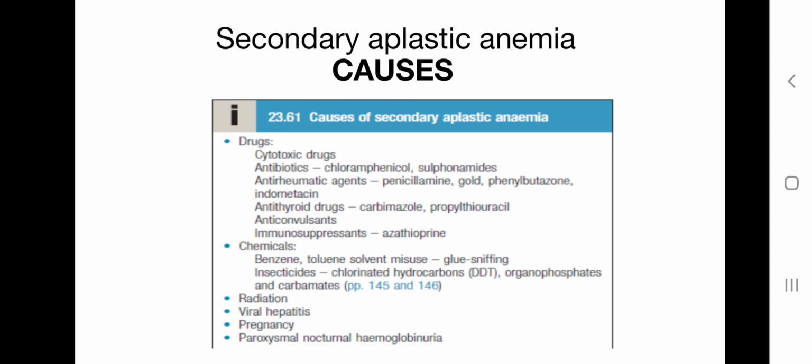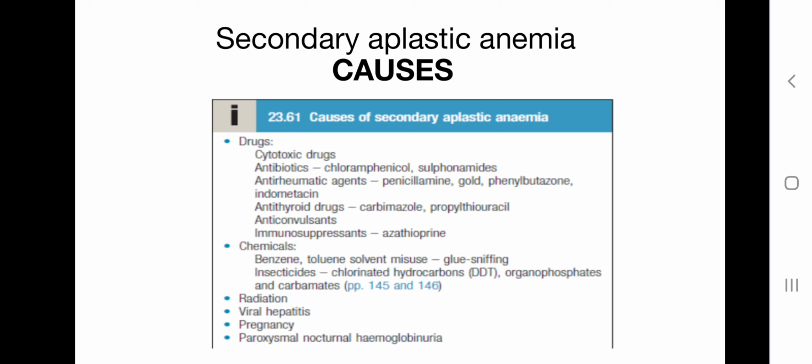Secondary aplastic anemia occurs when aplasia or hypoplasia of the bone marrow occurs because of other causes, the most common and notorious being drugs. There are many groups of drugs which can result in aplastic anemia. Among them, the most notorious are the cytotoxic drugs, the anti-cancer or anti-neoplastic drugs, which will cause bone marrow suppression and can result in aplasia and aplastic anemia. Antibiotics like chloramphenicol, sulfonamides can result in hypoplasia. Anti-rheumatic drugs like penicillamine, anti-thyroid drugs like carbimazole, propylthiouracil.